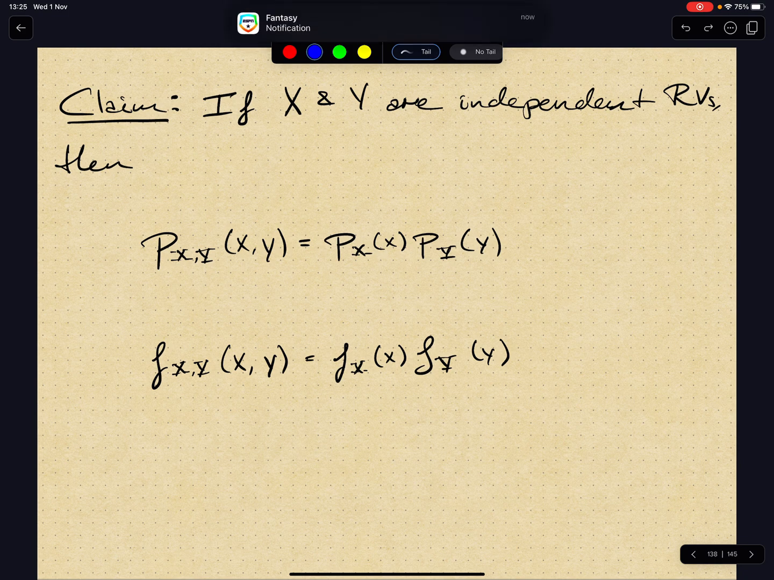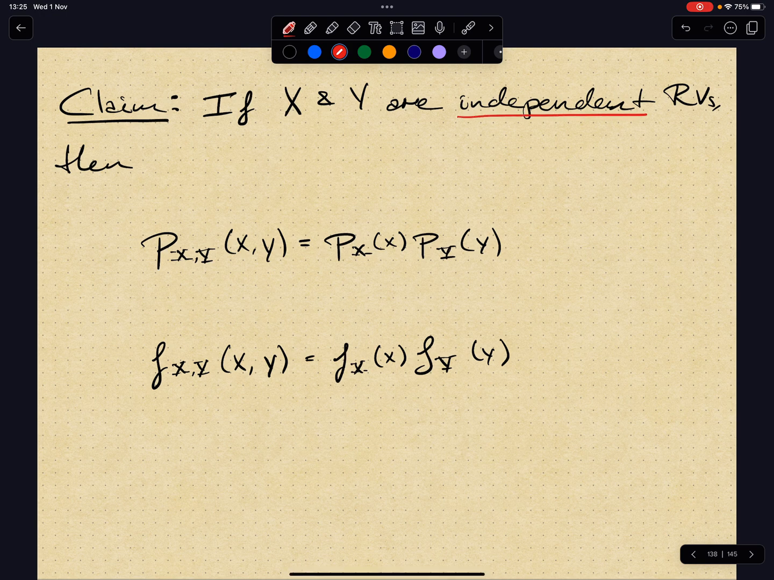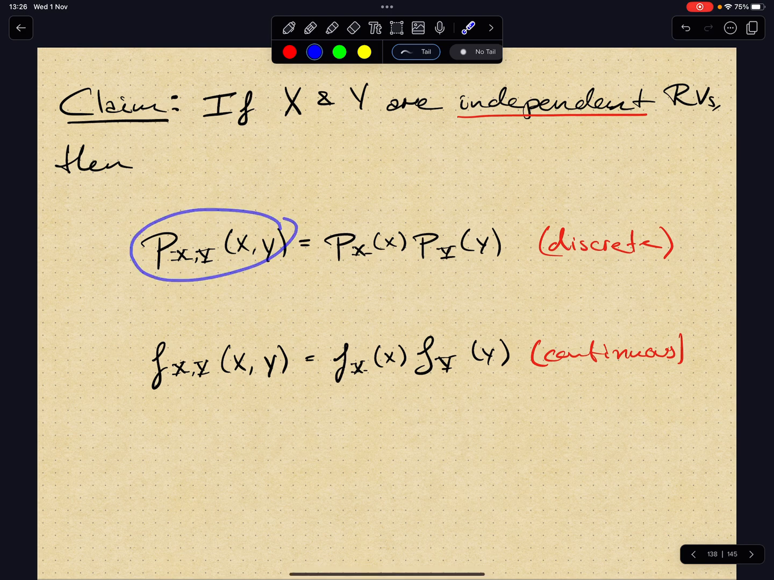Before wrapping up this lecture, we have two major claims for joint probability mass functions and joint probability density functions. The first is that if we are in the independent case, the joint probability mass function for the discrete case, and the joint density for the continuous case, is going to be the product of the marginals. This is true for both the continuous and the discrete case.